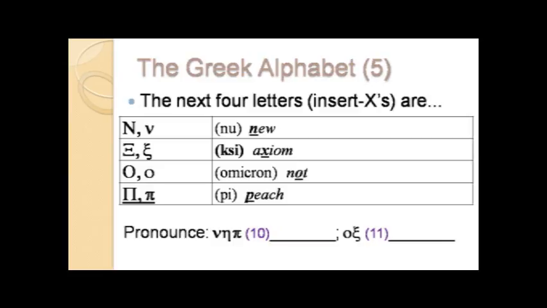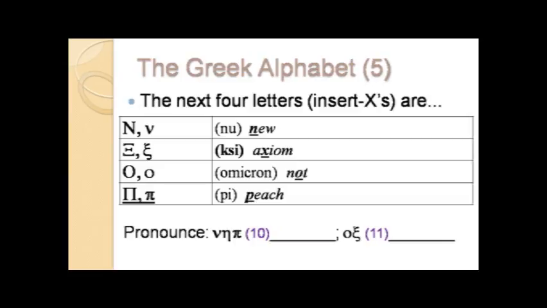And then after that you have omicron, and it sounds like the O in not, which is actually a little bit annoying because omicron and alpha basically have the same sound. Alpha is ah, omicron is ah. It's basically the same thing, which is really annoying. So alpha and omicron effectively have the same sound. It's an ah sound as in not or father.